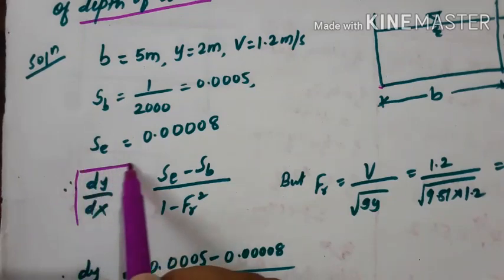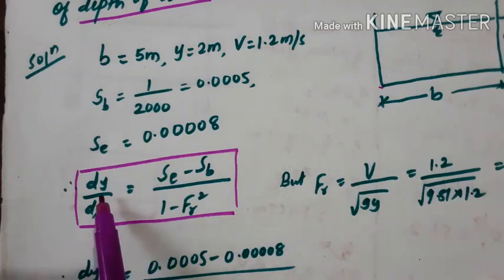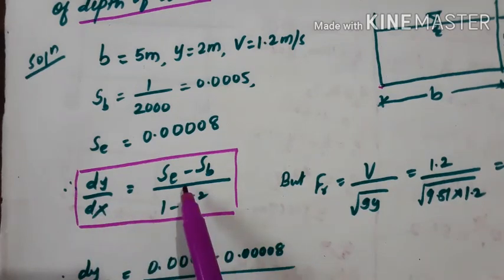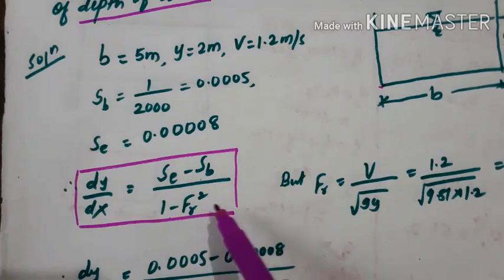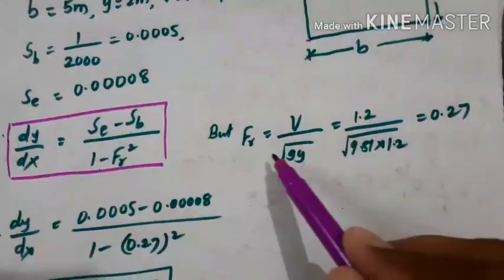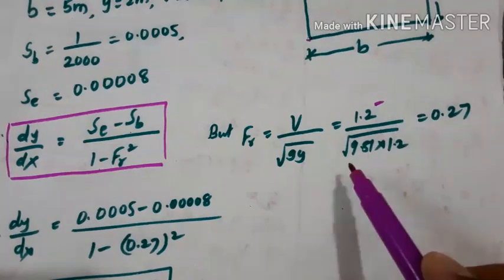We know this formula, which was derived in the previous lecture: the rate of change of depth of flow along the direction of flow, that is dy by dx, is equal to S0 minus SE divided by 1 minus FR square. This FR is the Froude number, and we know the formula FR equal to V by root of gY, and the velocity is given.